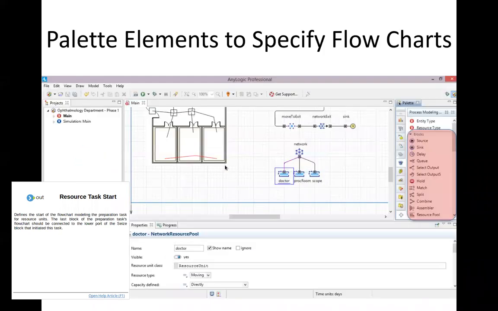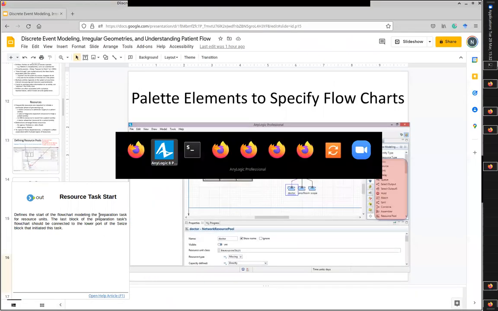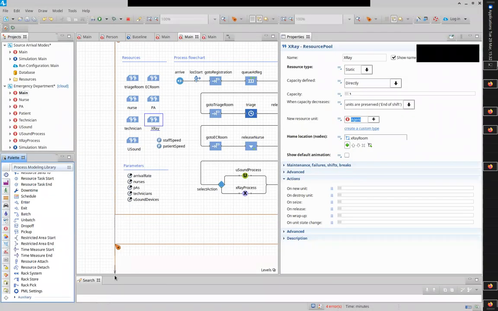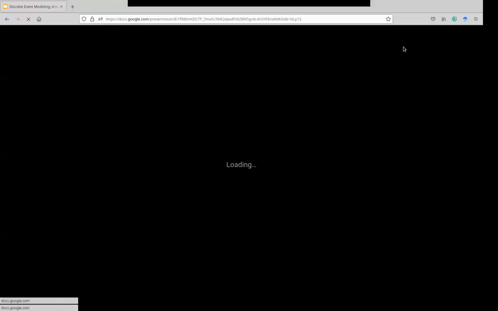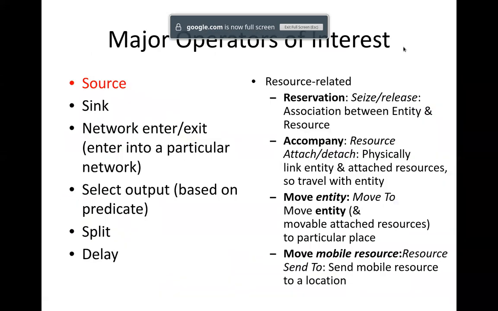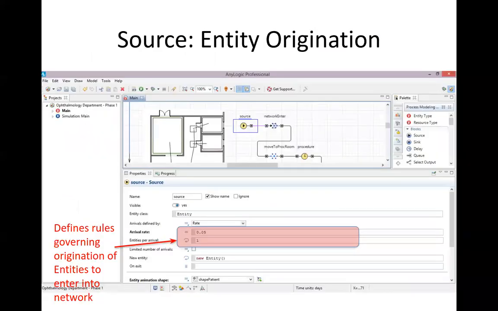So one thing is, and again, I don't know why this is coming up. Okay, fine. Out of black spot. Great.